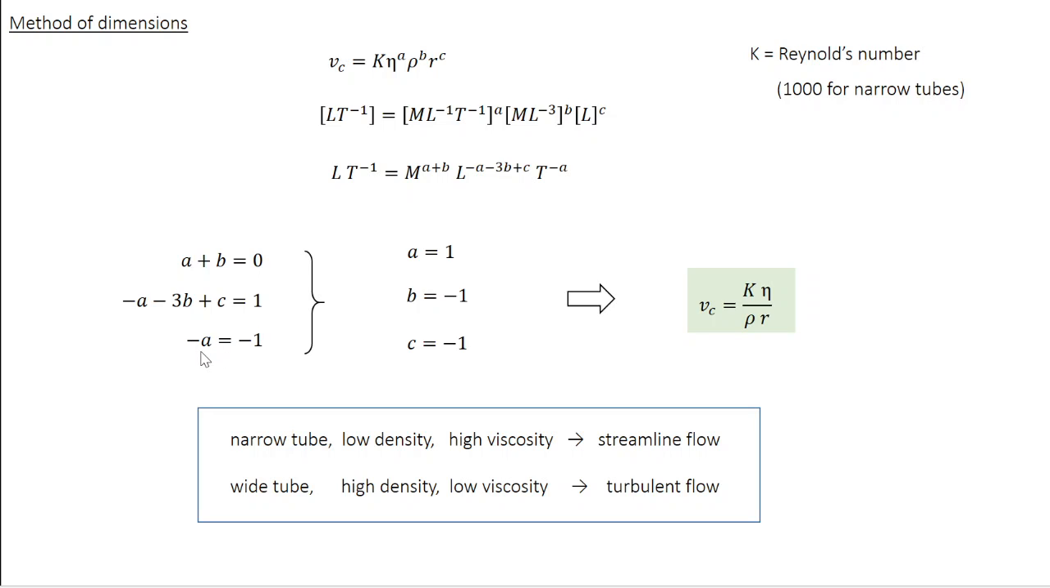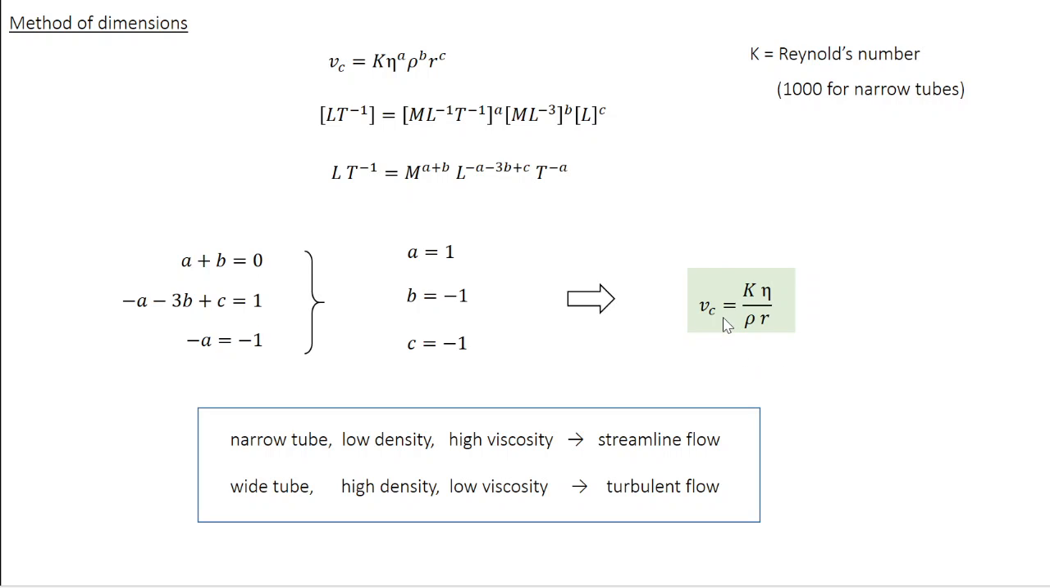So from the third equation I can write minus a equal to minus 1, from which I know a equal to 1. Simply multiply with minus 1, right? So you get the first constant a equal to 1. Now substitute this in the first equation. So 1 plus b equal to 0, and I know value of b equal to minus 1. Once you know the values of a and b, substitute it in the second equation, you will find that the value of c equal to minus 1. So you know the values of a, b, c. Substitute in the first equation. So Vc equal to k into eta to the power 1 rho to the power minus 1 r to the power minus 1. So Vc equal to k eta by rho r. So this is how you find the relation using the method of dimensions.